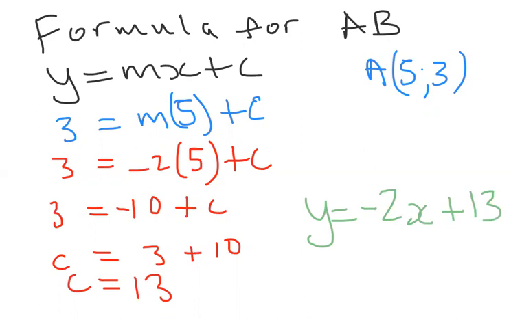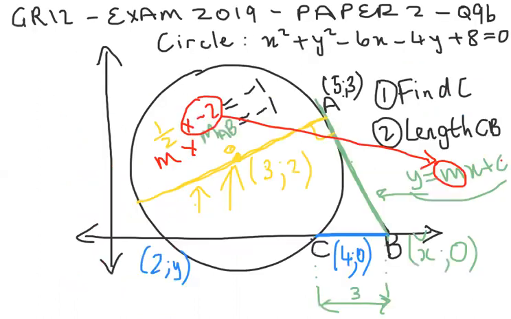So now we have this line over here. We have found the formula, and let's just write it properly. So that is y equals minus 2x plus 13. Now we are at the point where we have this green line and we have this b that is on this green line, and we already have one variable, which is the y0.